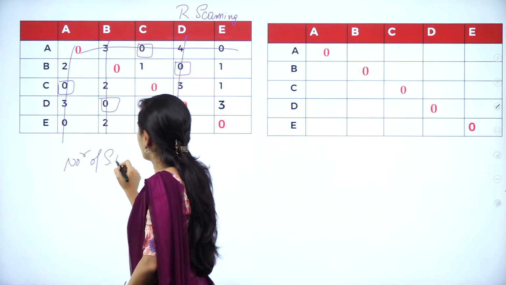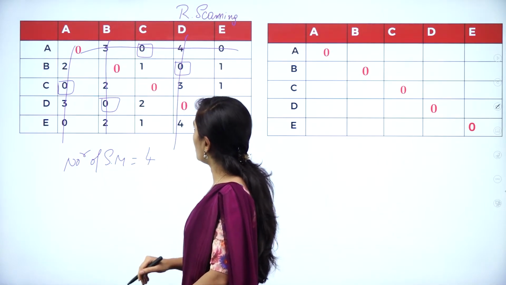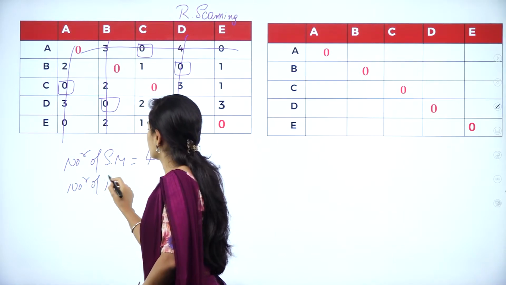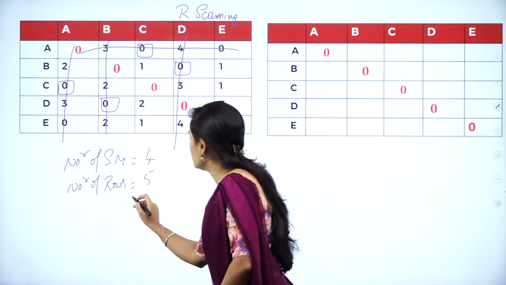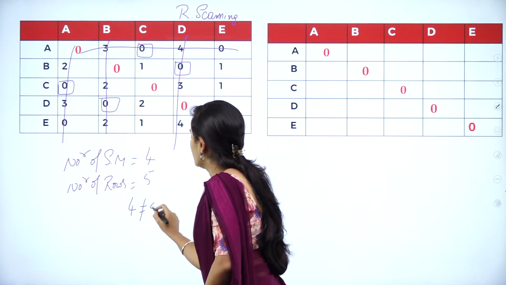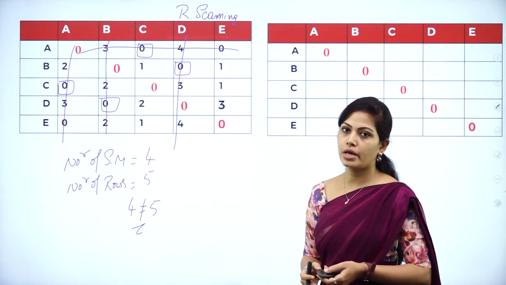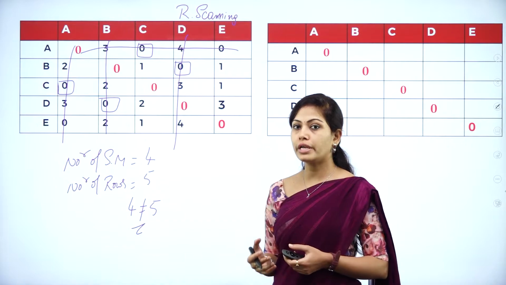The number of square marks is equal to 4 and the number of rows is 5. Is this equal? No, it is not equal. So 4 is not equal to 5. It is not satisfying the optimality condition. If it is not satisfying, we can go for the next step.